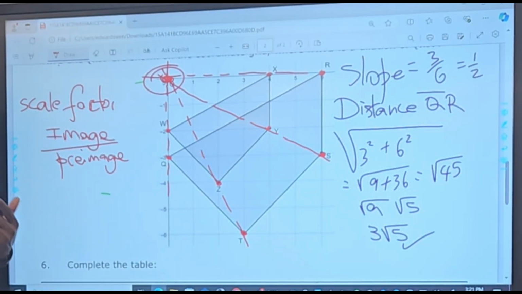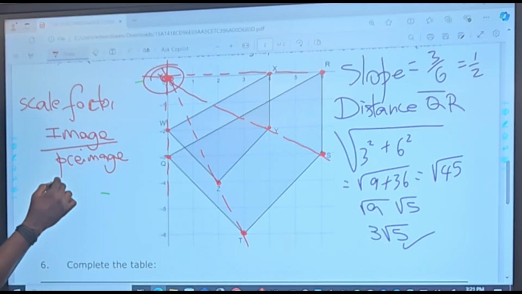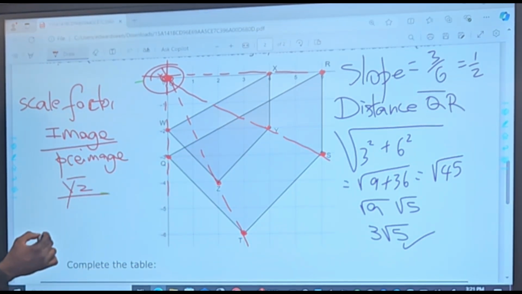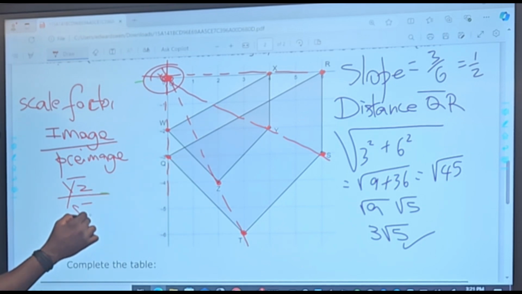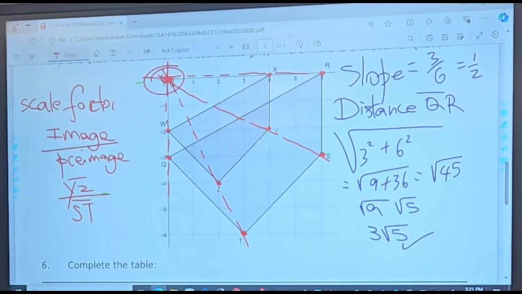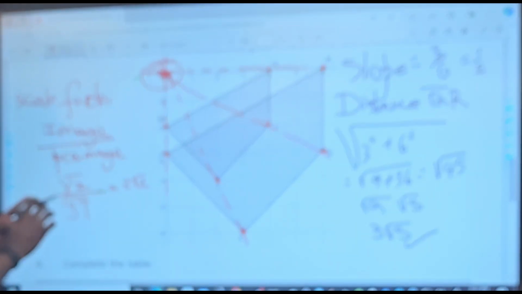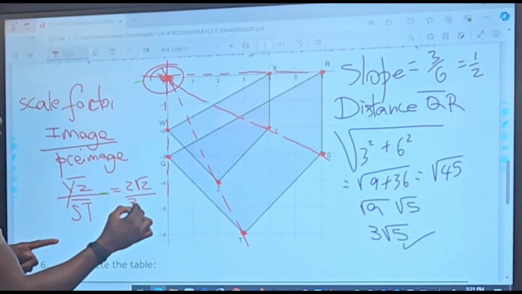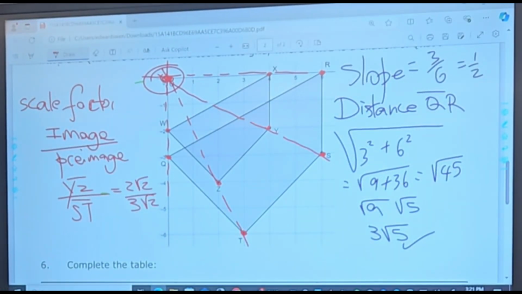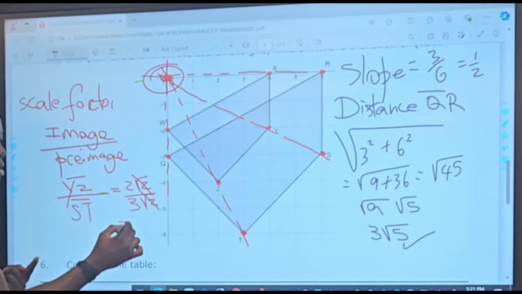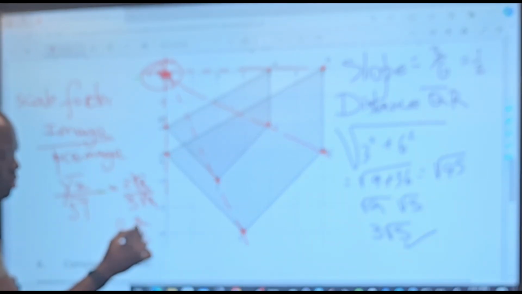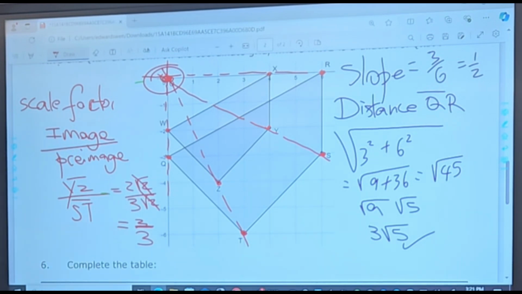So remember that we could work with YZ. So we're using YZ over ST. YZ and ST are related, they are corresponding. YZ was 2 square root of 2, while ST was 3 square root of 2. Is there anything here that we can cancel? Look, square root of 2. So if we cancel the square root of 2, the scale factor remains. We're left with what? 2 over 3.